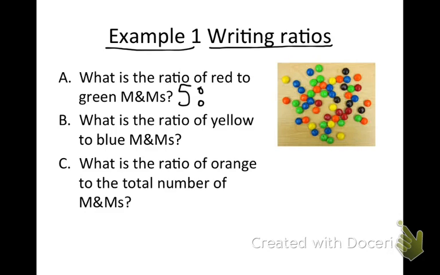5 to, how many green M&Ms? 1, 2, 3, 4, 5, 6, 7, 8, 9, 10, 11, 12, 13? We have 13 green M&Ms. All right, so that's one way to write a ratio.